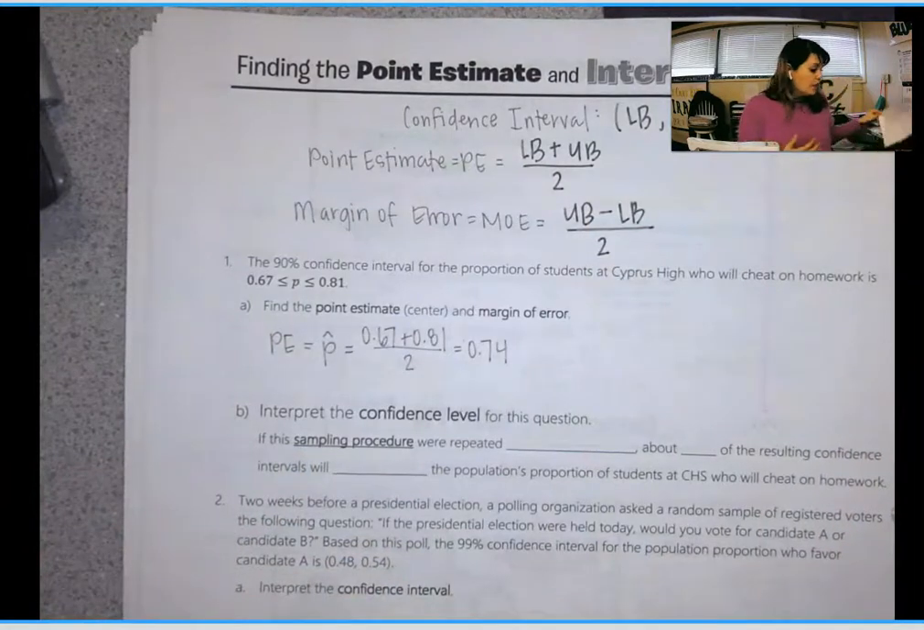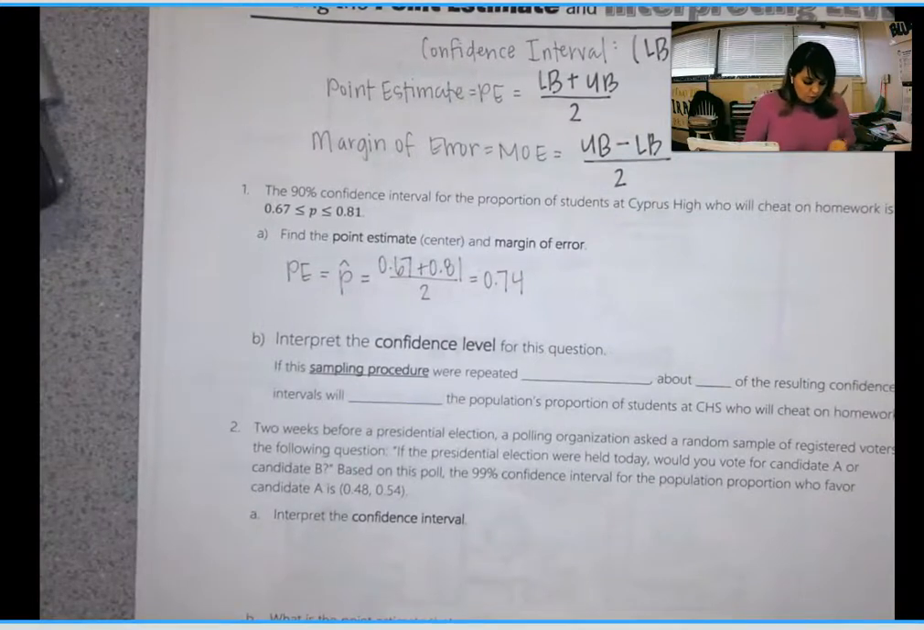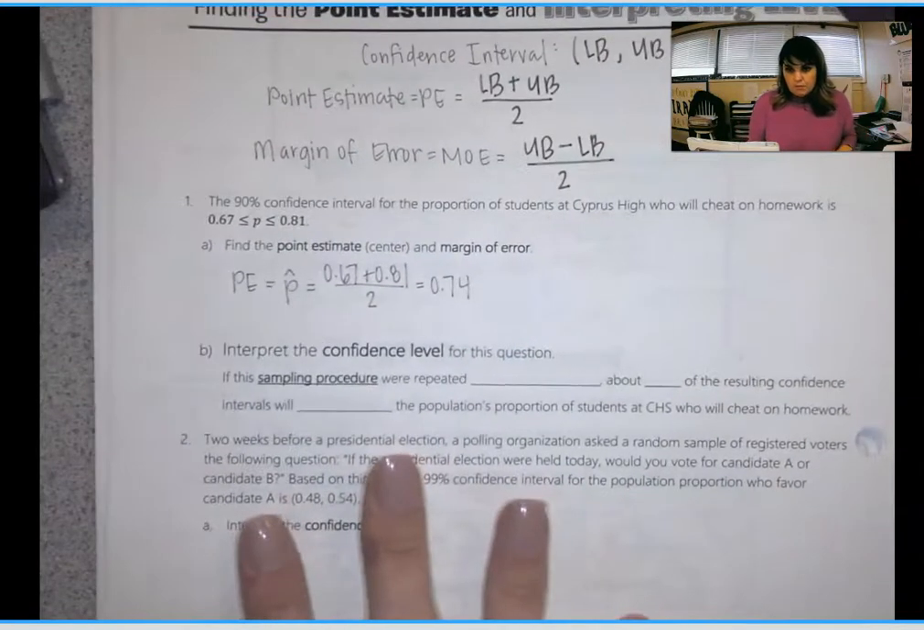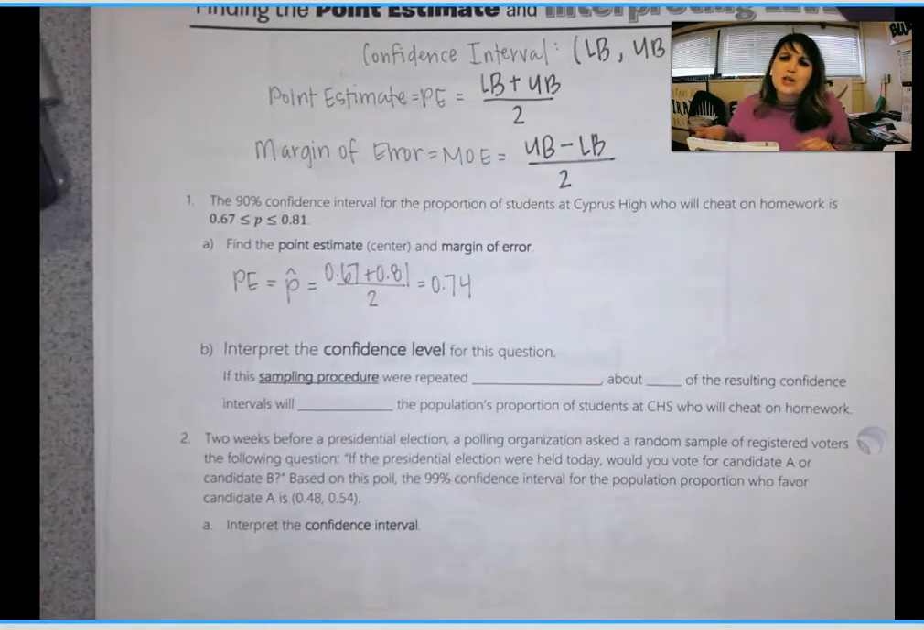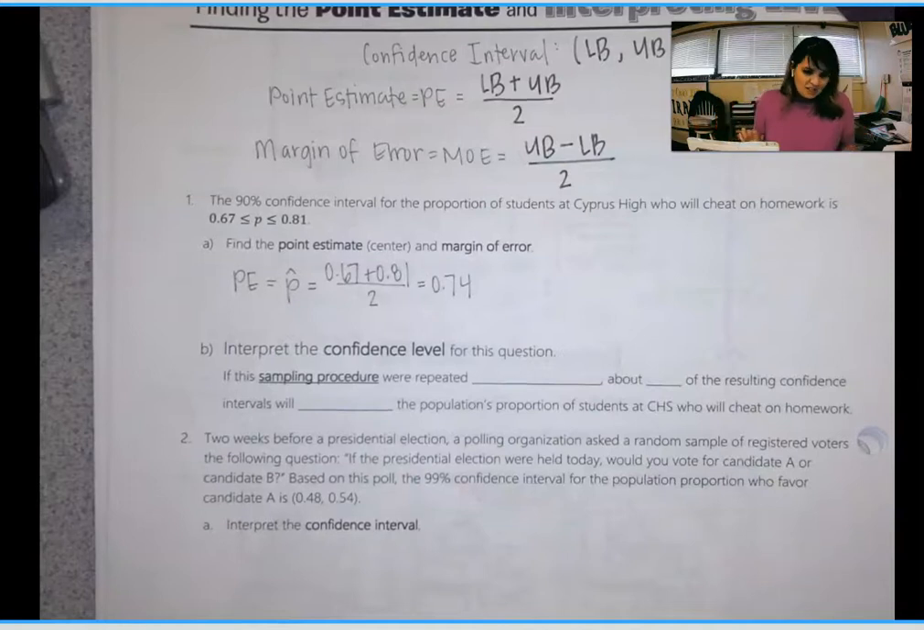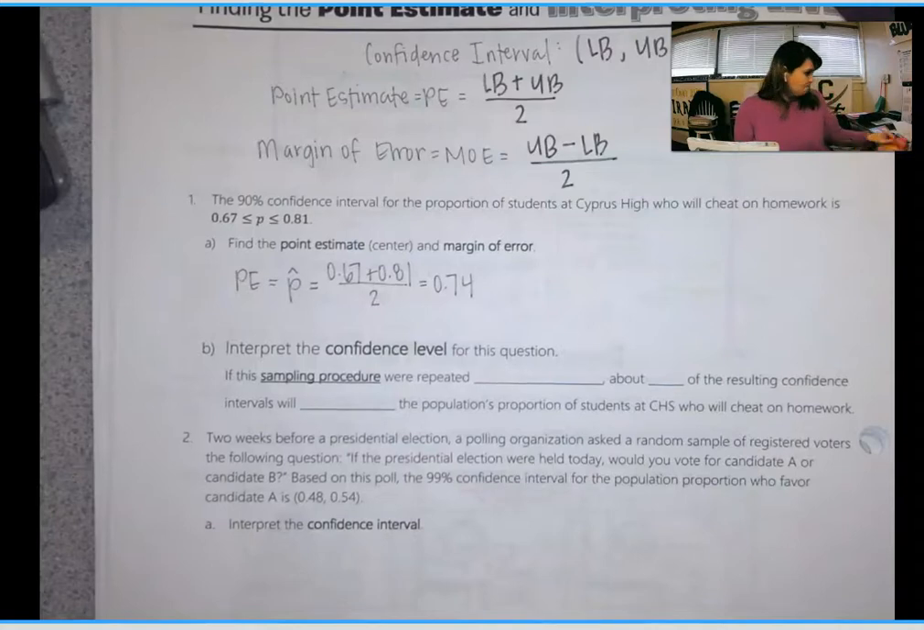So we took a sample of Cypress High students, and our sample resulted in 74% of them being willing to cheat on homework, or that will cheat on their homework, which is probably true depending on your definition of cheat. Sometimes I think you guys think you're helping each other when really you're just copying each other's work. So this seems pretty accurate to me.